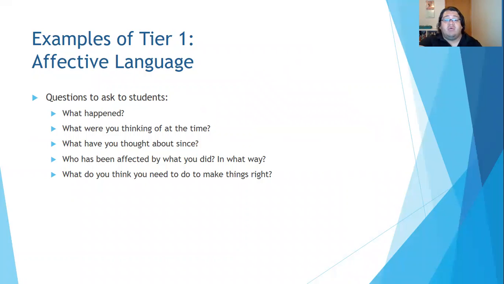What happened? What were you thinking at this time? What have you thought about since? Who has been affected by what you did? In what way? And what do you think you need to do to make things right? So already in tier 1, we're having kids accountable for their actions.